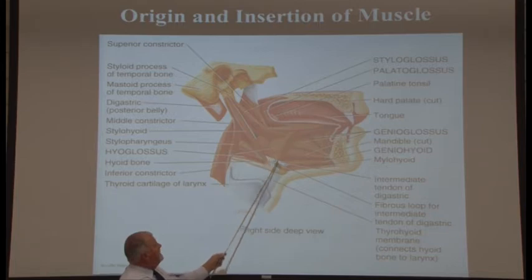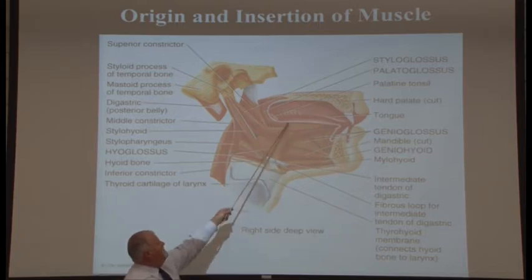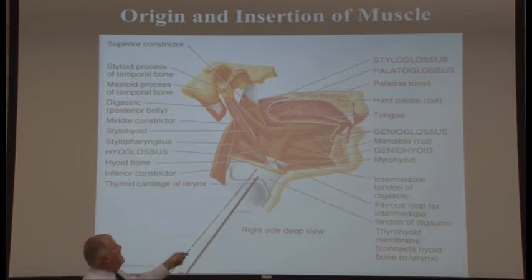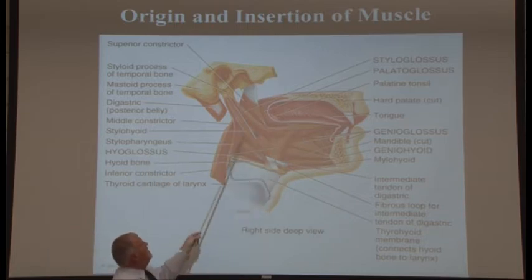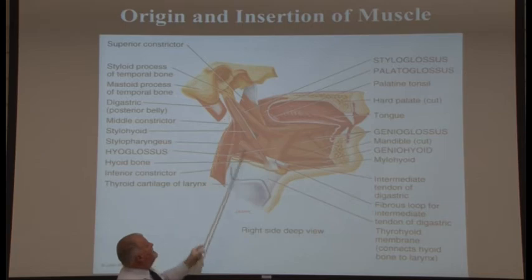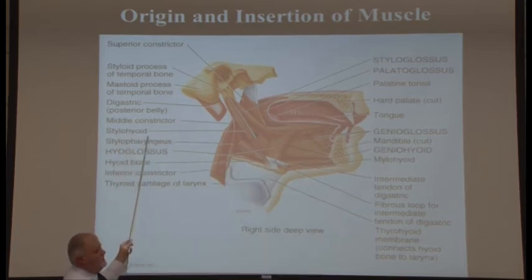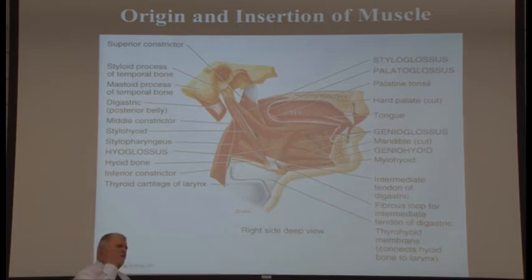Then we have this muscle that comes off the hyoid bone here, goes to the tongue. So it's called the hyoglossus. Then we have a muscle that stabilizes the hyoid bone, arises on the styloid process, and runs to the hyoid bone. So it's referred to as a stylohyoid. So a number of muscles within the deep neck that are all named for origins and insertions.